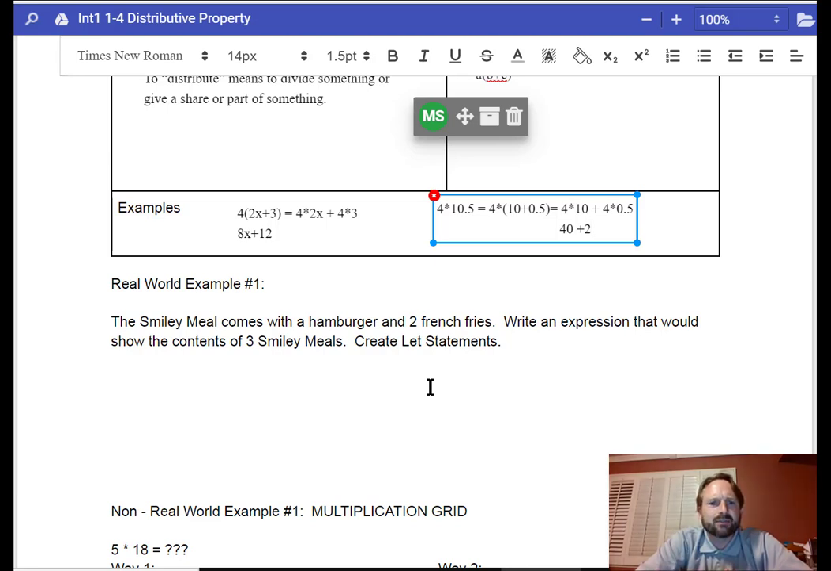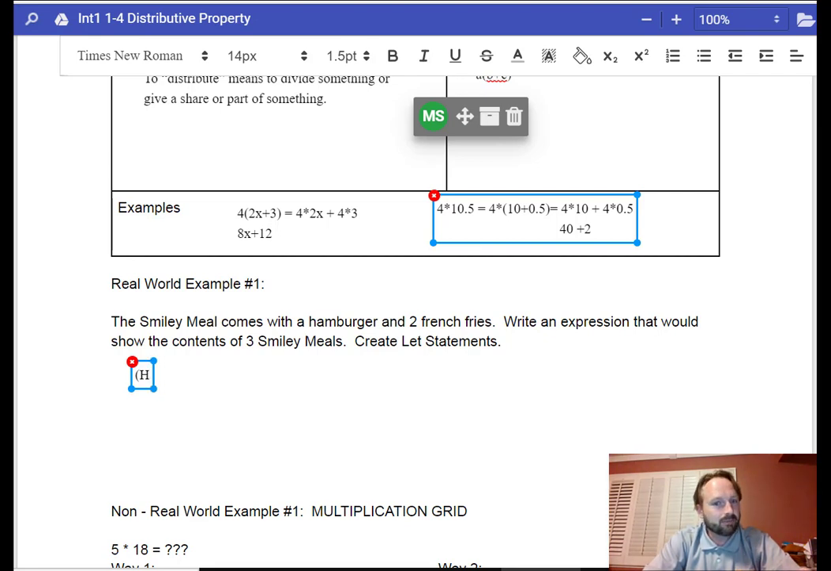Let's say you have a smiley meal. You go to those Golden Arches and you get a smiley meal. It comes with a hamburger and 2 French fries. Let's say your dad forgot to say, I want apple slices. Well, it comes with 2 French fries. So let's write an expression that would show the contents of 3 smiley meals. Every smiley meal comes with 1 hamburger.